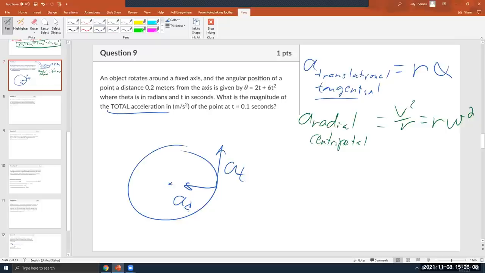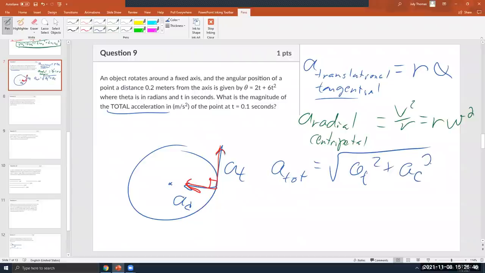Now, this problem asks us to find the magnitude of the total acceleration. The total acceleration is going to come from the vector sum of these two. What is the angle between these two? This one points tangent to the circle. This one points radially along the circle, which means by definition, they will always be perpendicular to each other. So since they are perpendicular, the total acceleration is the square root of the tangential acceleration squared plus the centripetal or radial acceleration squared. And these are all a's, there's no alphas in here. The alpha goes in right there.